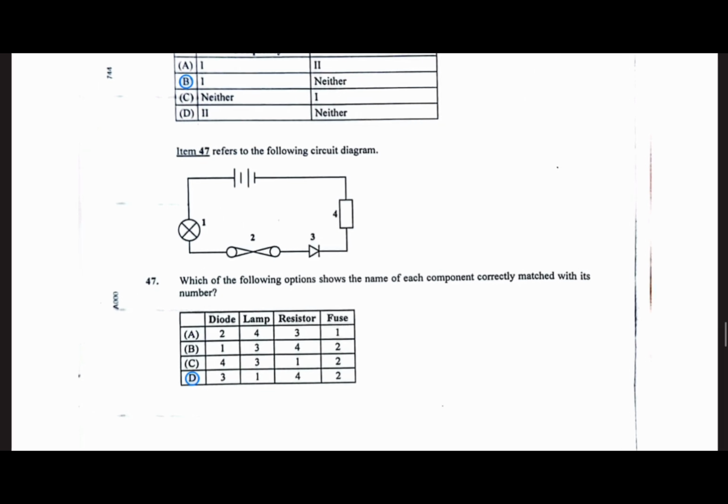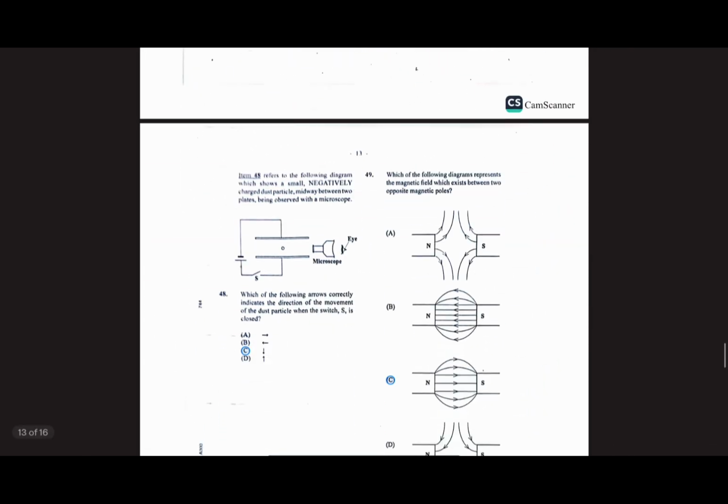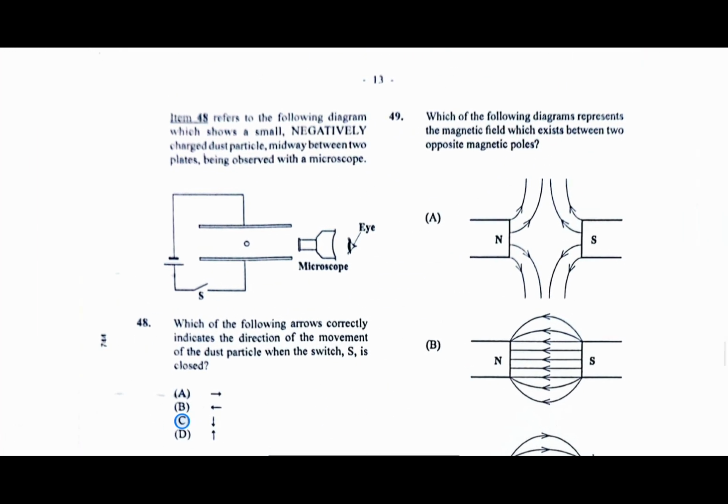Question 47. Which of the following options shows the name of each component correctly matched with its number? So number 1 is a bulb, number 2 is a fuse, number 3 is a diode, and number 4 is a resistor. So that corresponds to D.